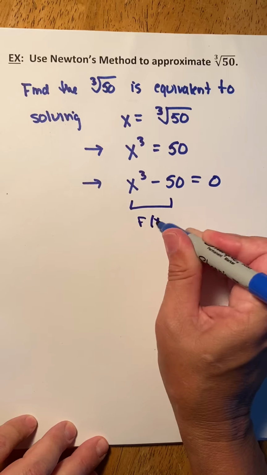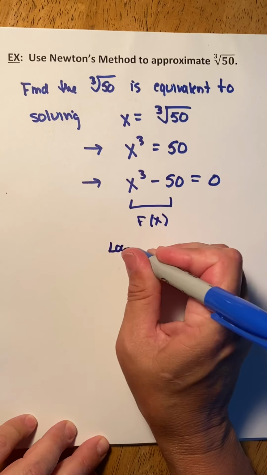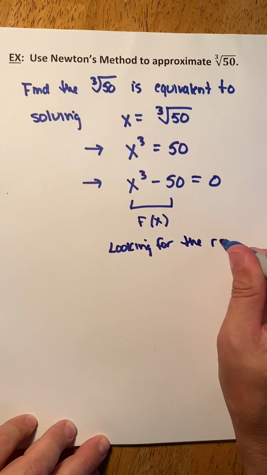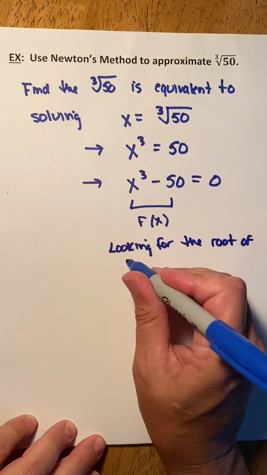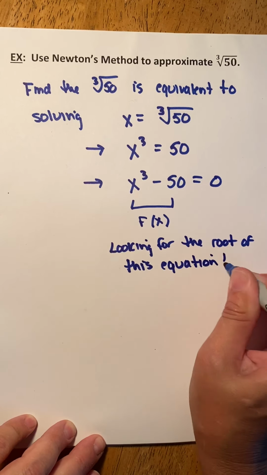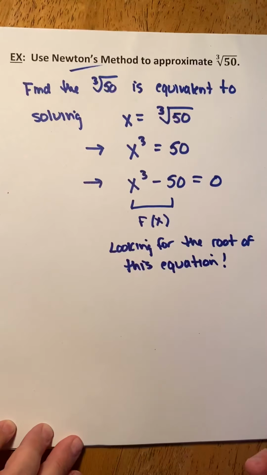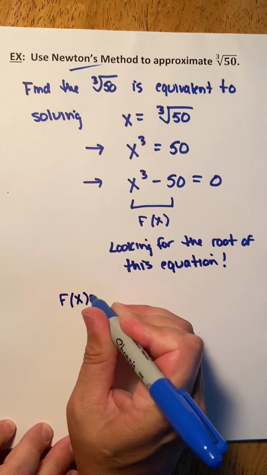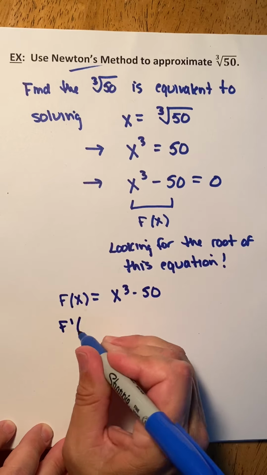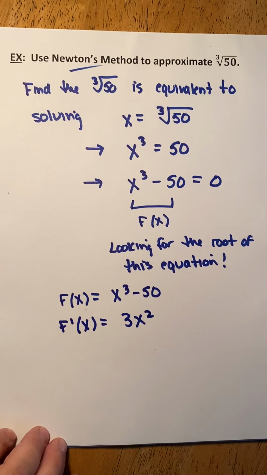This is my function f of x. We're looking for the root of this equation. Okay, so we can use Newton's method. We're going to use Newton's method to do this. So my function f of x is equal to x cubed minus 50. f prime of x is equal to 3x squared. Now, initial guess.